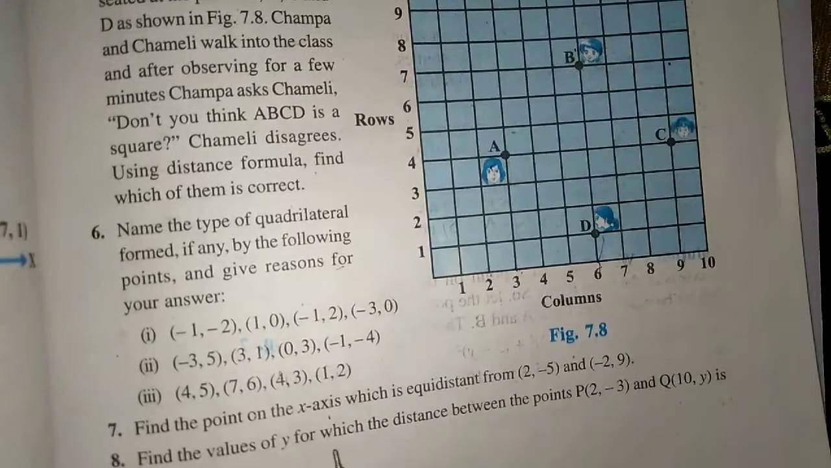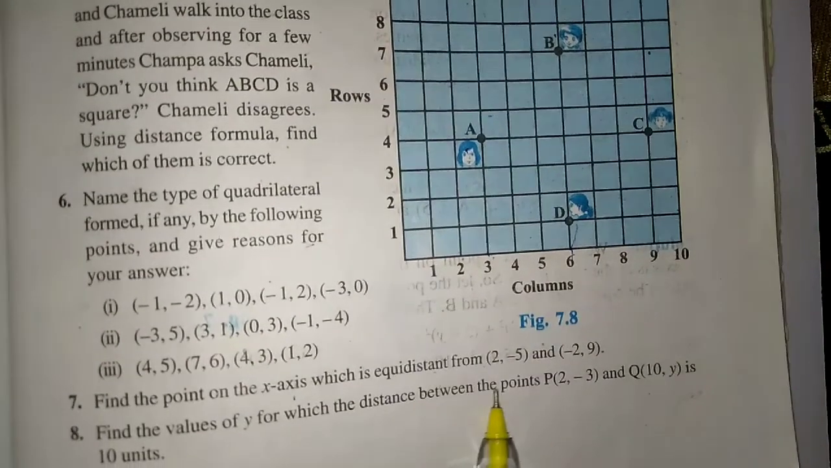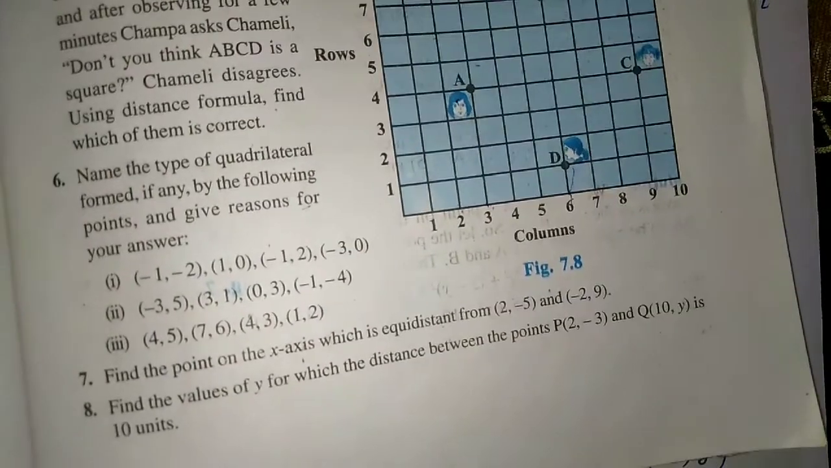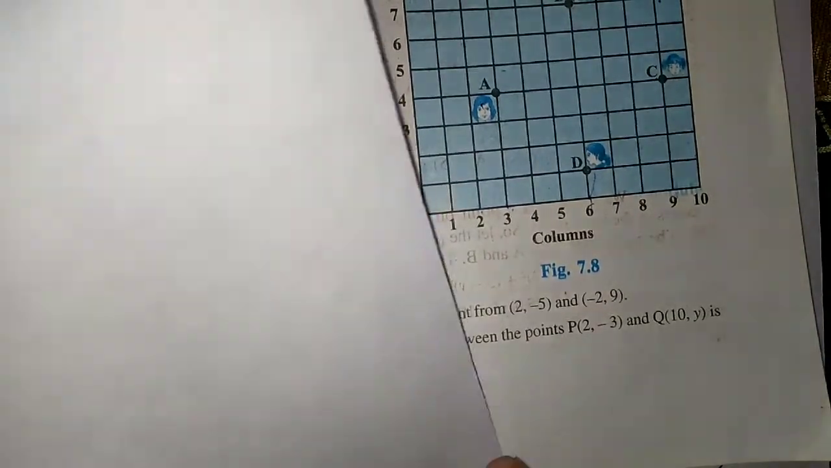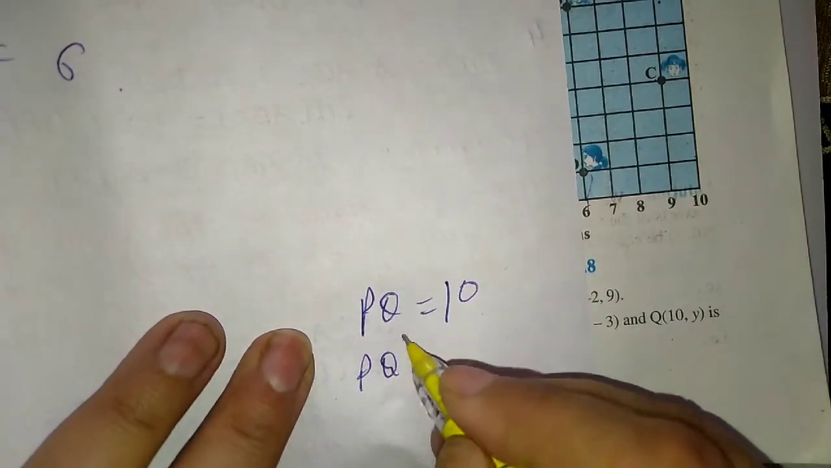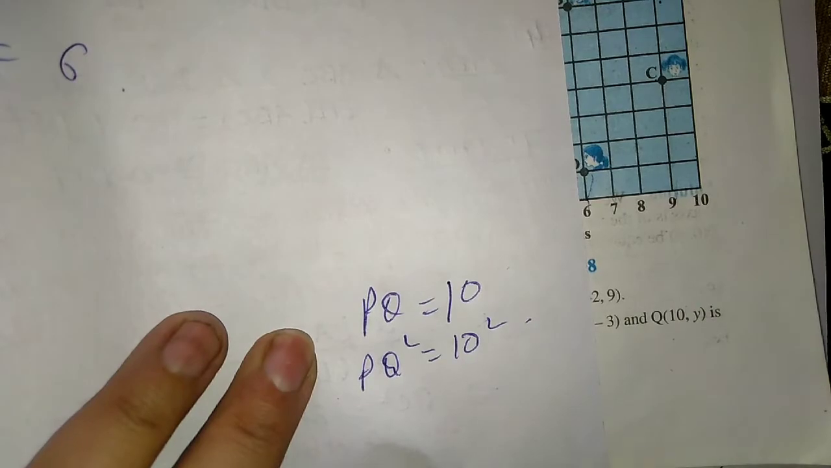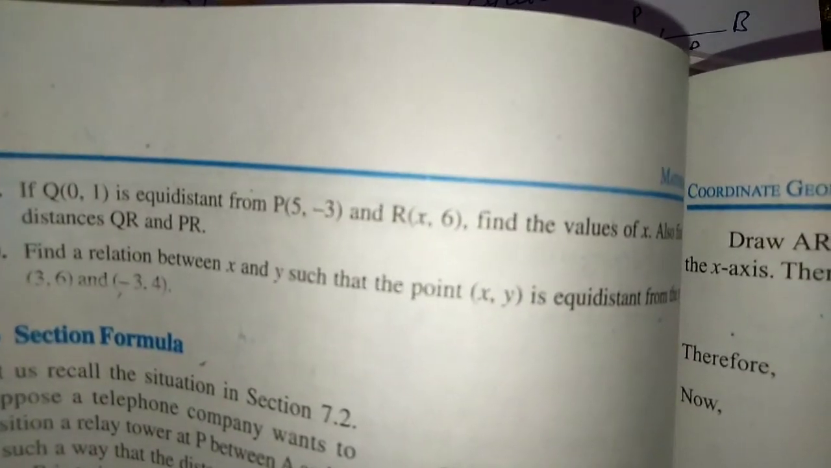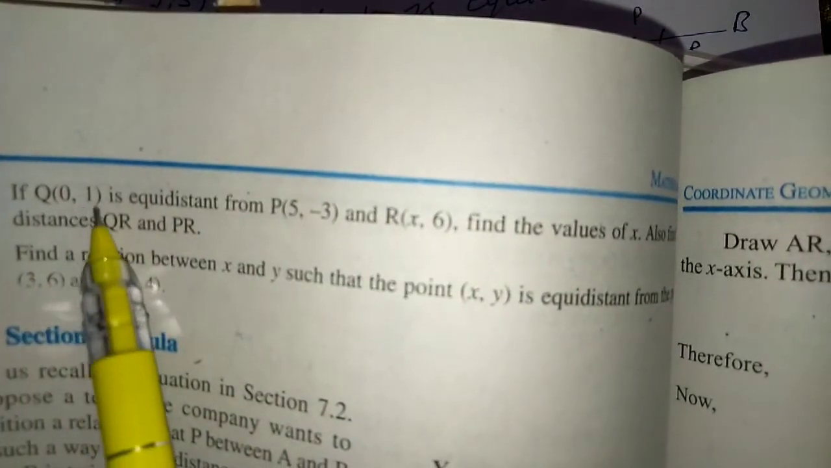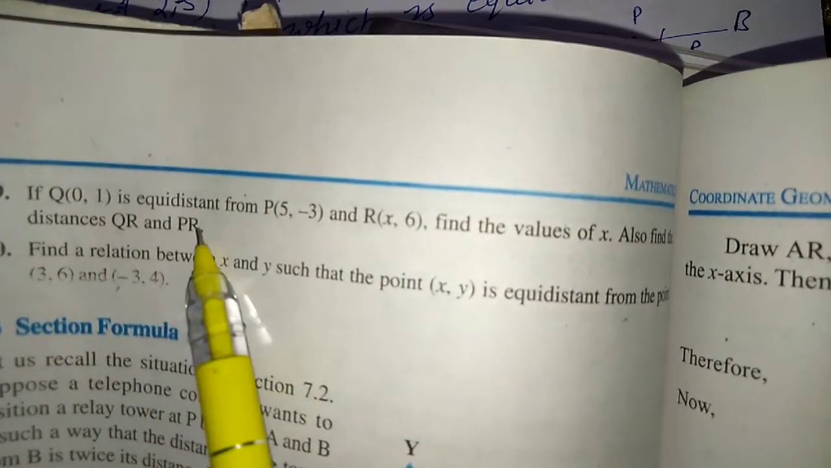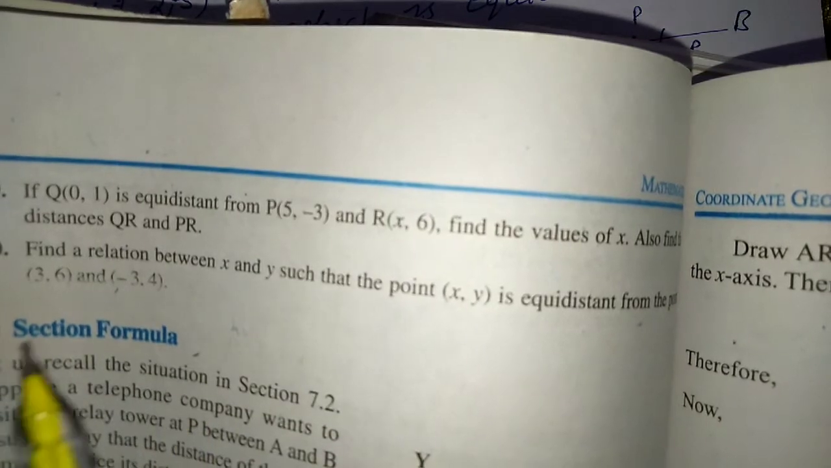Similarly, we can do this one: find the value of y for which the distance between this point and this point is 10 units. So this distance is PQ. So we will write here PQ. PQ is equal to 10 or PQ square is equal to 10 square. We will put it here and then find the value. Similarly, question number 9 is here. Q is equidistant from this and this. Find the value of x. Also find the distances QR and PR. Just like we have done the 7th question.